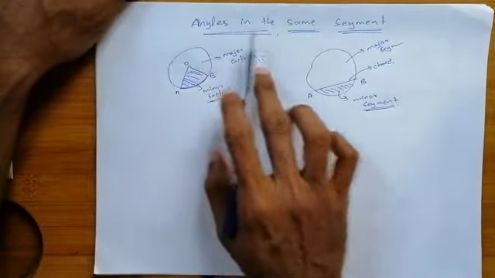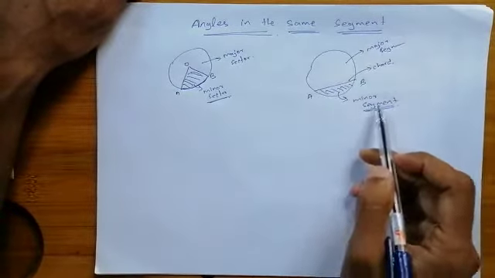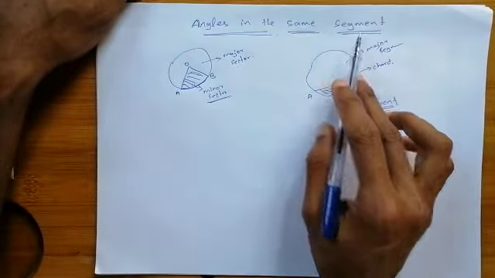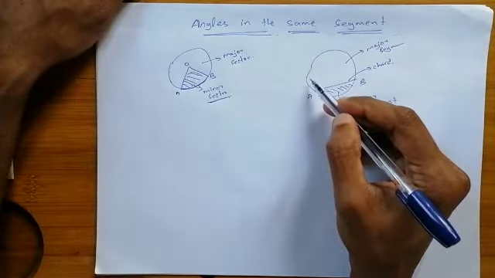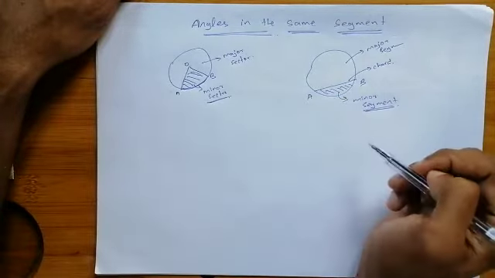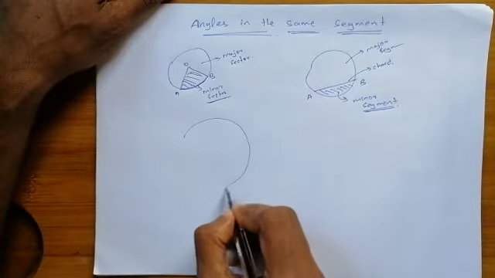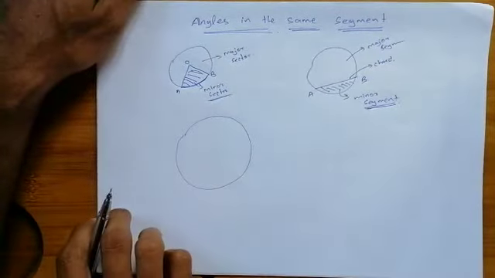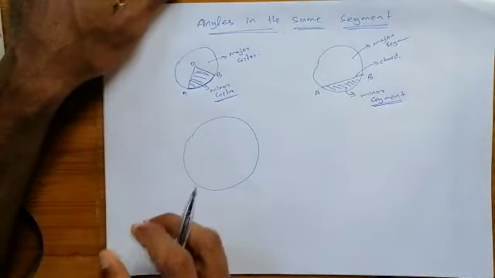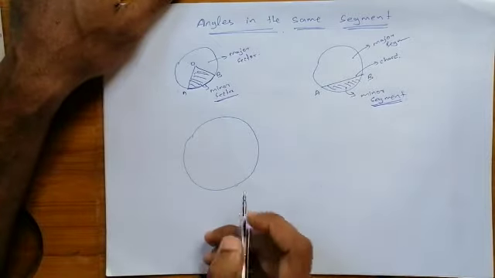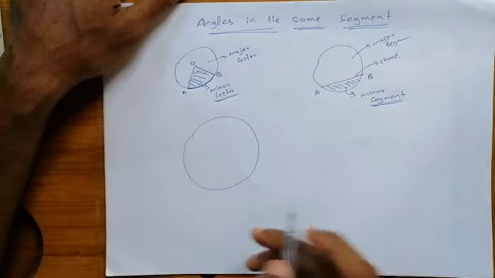So angles in the same segment. What is the meaning of segment? You get the point. Same segment means all the angles are in the major segment, or all the angles are in the minor segment. Okay, we'll go to the theory. Earlier, in the first theory, we discussed who creates the angle. The arc is creating the angle. For the second part also, in the same way the arc is creating the angle.